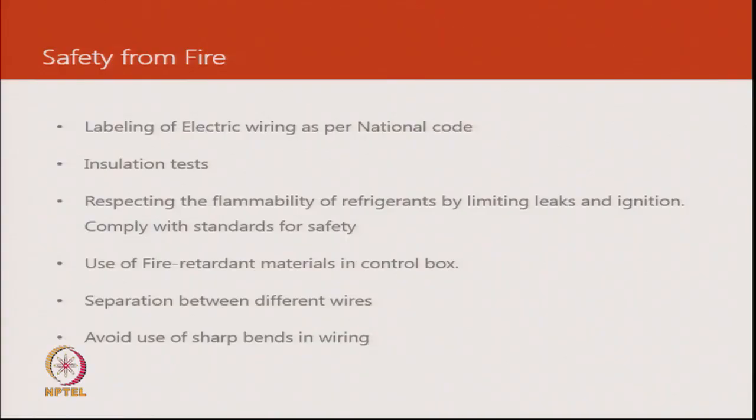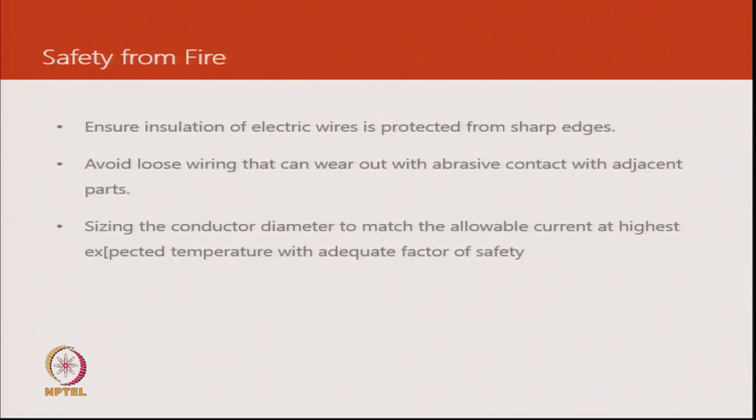Then the distance between different wires, and of course a very common sense thing, to avoid sharp bends in the wire. Sheet metal tends to have sharp edges, and in internal components you tend to ignore it, whereas externally it is always addressed for aesthetics and product handling. So make sure that if there is metal, there is a proper rubber grommet between the insulation of the wire and the metal.